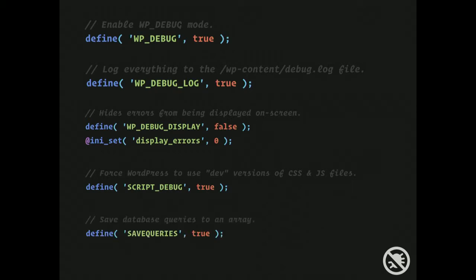One that I do use quite often, especially in plugin development, is the save queries constant, and I usually set that to true. And this will save database queries to an array that you can inspect, and you can see what function called it, what's being called, and how long it takes.